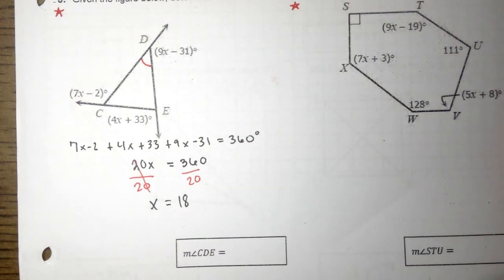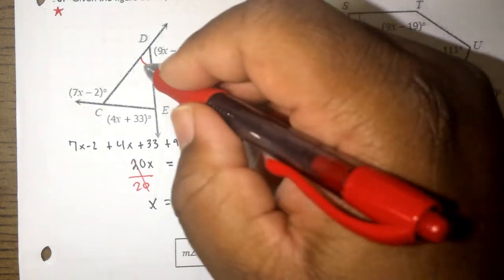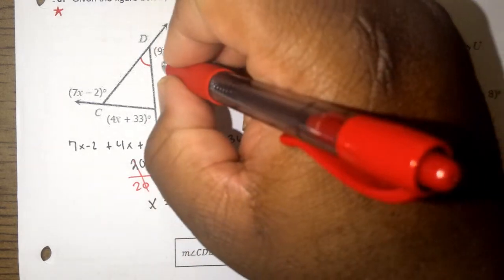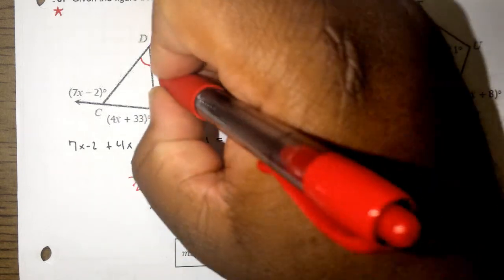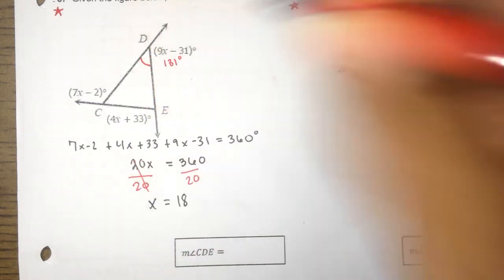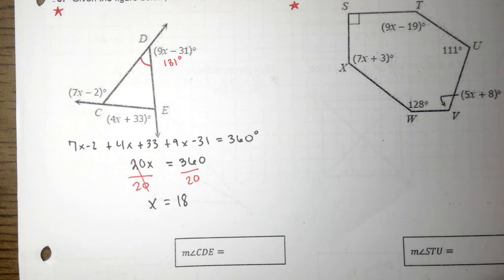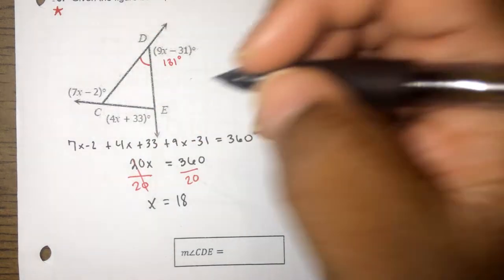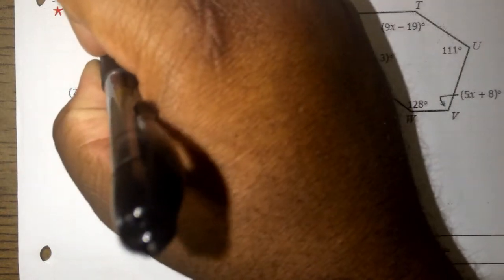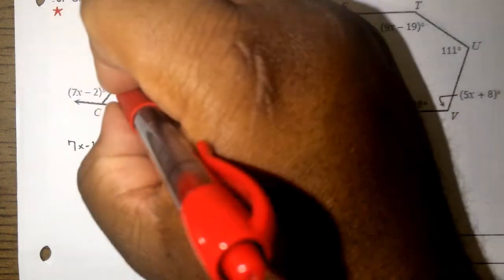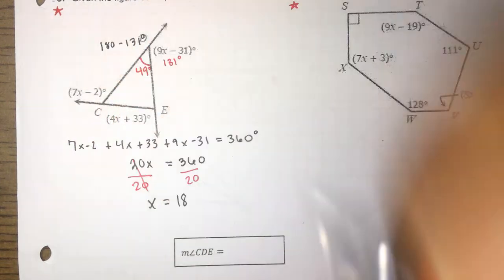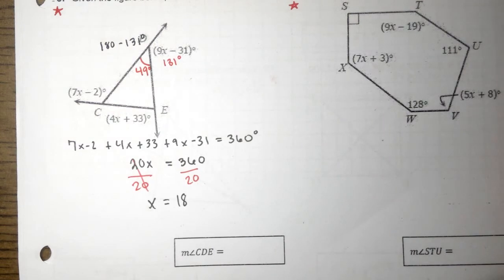They did not ask me for x, so that's not my answer. They asked me for angle CDE. I need to plug back in. 9 times 18 minus 31 is going to give you 131 degrees. Once you get that, you understand to find this angle inside, you need to be doing 180 minus 131. 180 minus 131 is going to give us 49 degrees. So the measure of angle CDE is going to be 49 degrees.